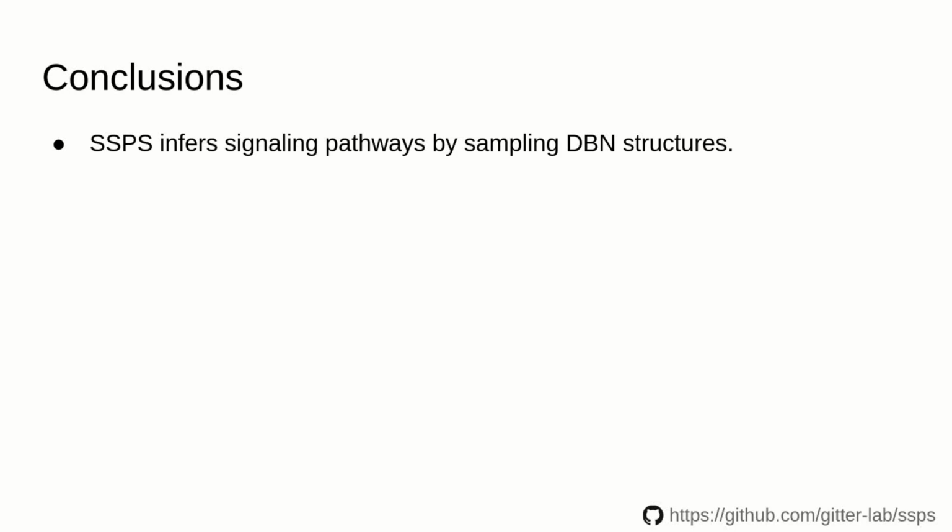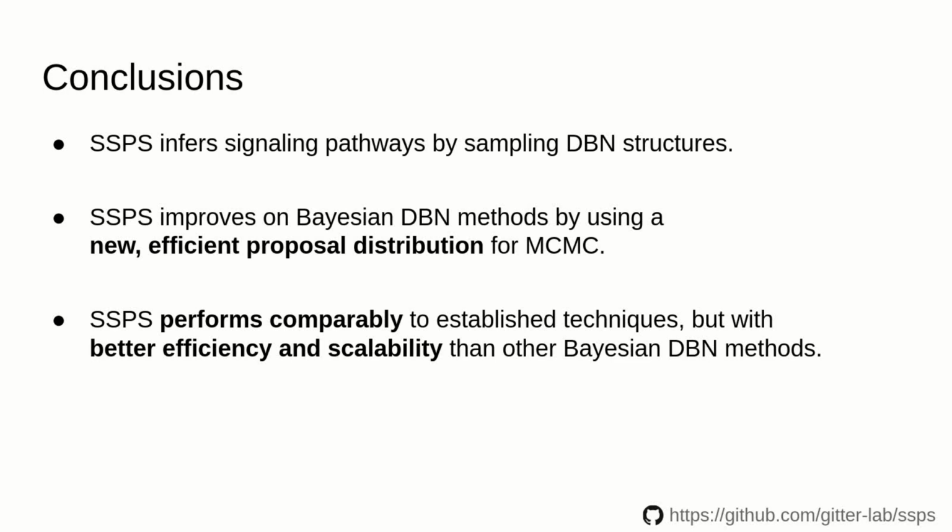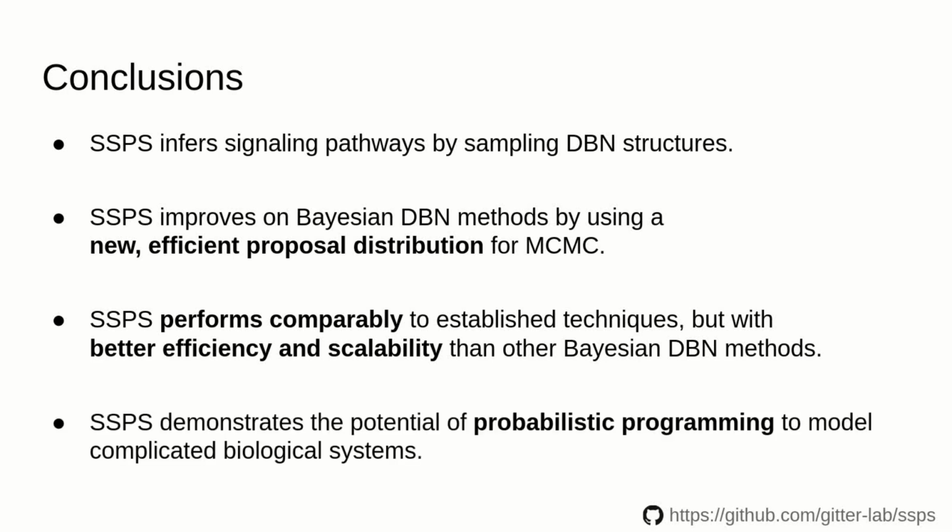First, SSPS infers signaling pathways by sampling dynamic Bayes net structures. SSPS improves on past Bayesian DBN methods by using a new, efficient proposal distribution that biases the exploration toward sparse networks. SSPS performs comparably to established techniques on our simulated and DREAM challenge tasks, but it demonstrates better efficiency and scalability than closely related Bayesian DBN methods. And lastly, SSPS demonstrates the potential of probabilistic programming to model complicated biological systems.